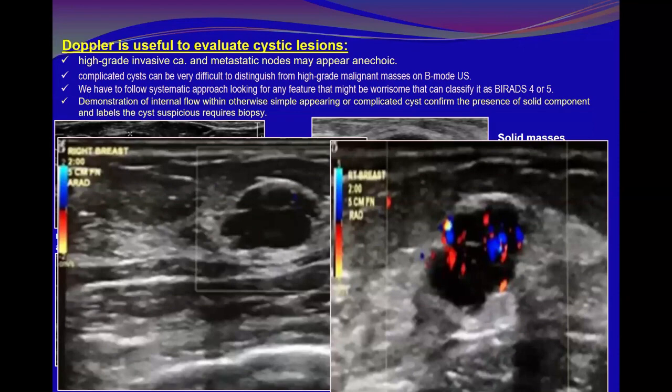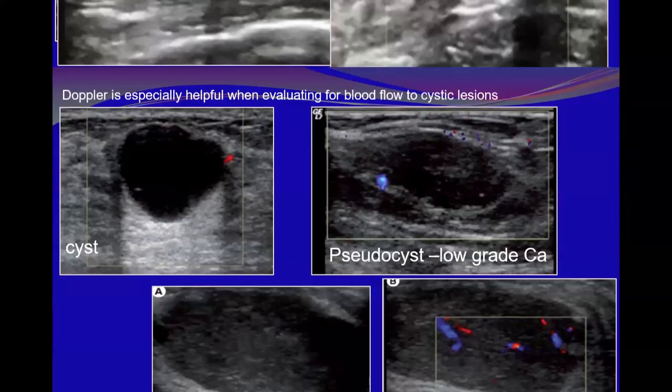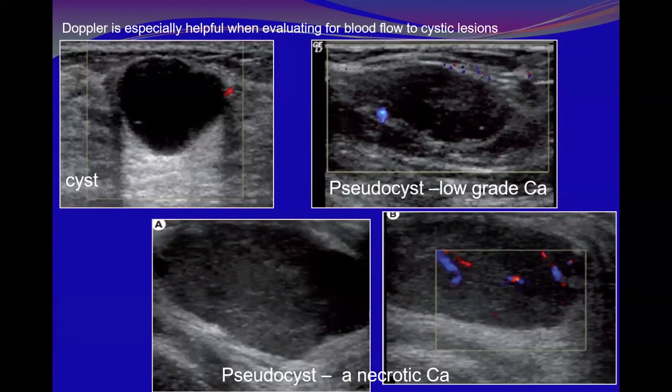Can you see this example here? Here it seemed to be a cluster of microcysts. If we look here, this is like a cluster. And if you consider it anechoic with posterior enhancement, we might say that this is just a simple cluster of microcysts. But after using Doppler, it was a high-grade cancer. See, so we have to be cautious while evaluating breast lesions or cystic breast lesions.